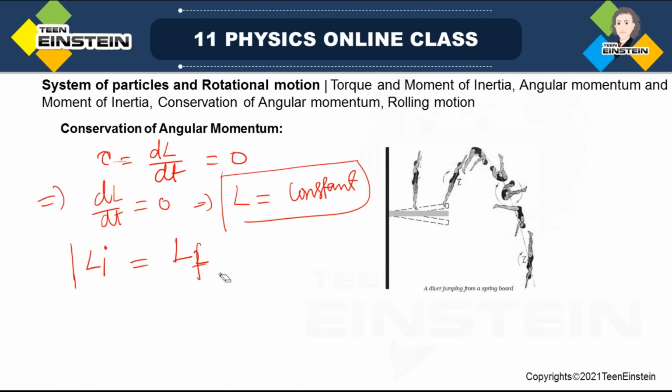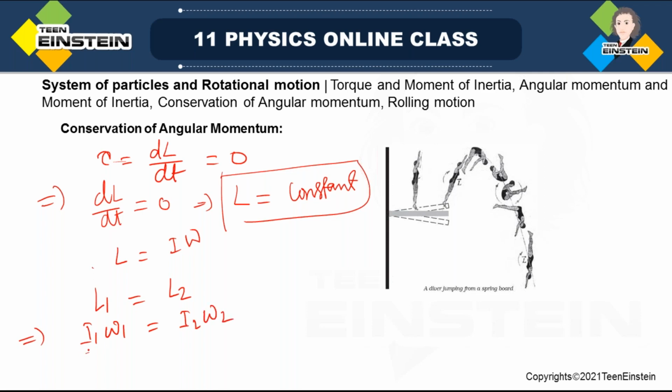Now we will see nice applications of this conservation of angular momentum. We know L is equal to I omega. So we can write L1 is equal to L2, which implies I1 omega 1 is equal to I2 omega 2. You might be surprised, what are omega 1 and omega 2? As I said, suppose in the beginning of the rotation of the rigid body, the moment of inertia is I1 and the angular velocity is omega 1, then this will give you the initial angular momentum L1, and I2 into omega 2 will give you the final angular momentum.